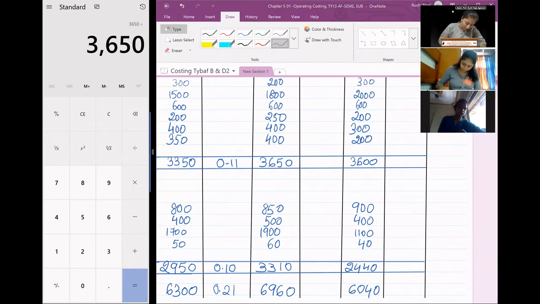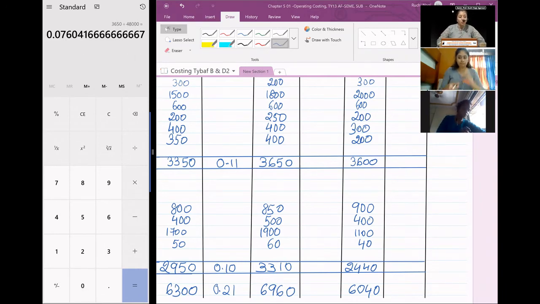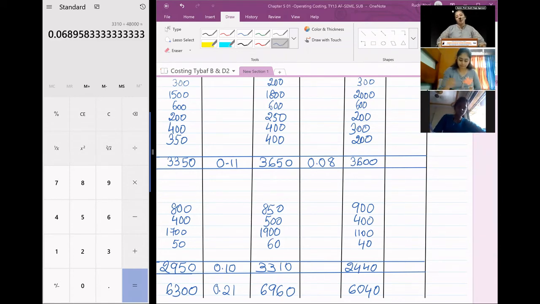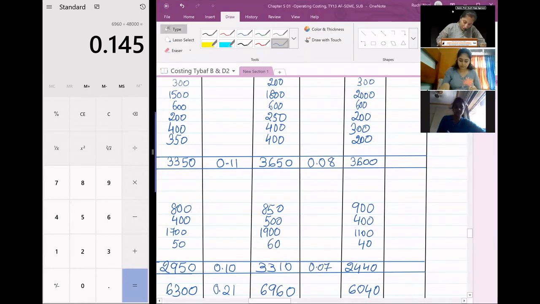3650 divided by, what is the base? 48,000 is the denominator. 0.076. So you can make it 0.08. You can keep it 0.07 also. Will not make much difference. 5 paisa decimal difference is allowed. 3310 divided by 48,000. 0.068. You can make it 0.07. 6960 divided by 48,000. 0.145. You can make it 0.15. Round it off.